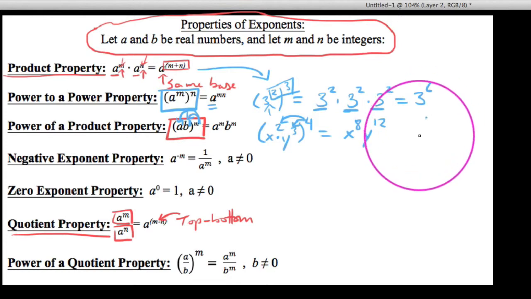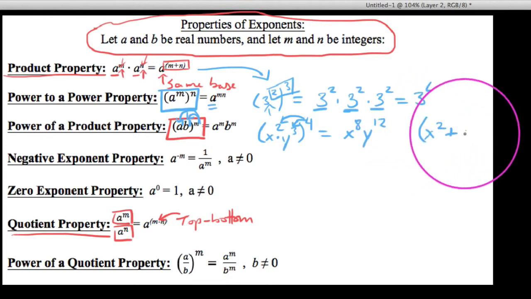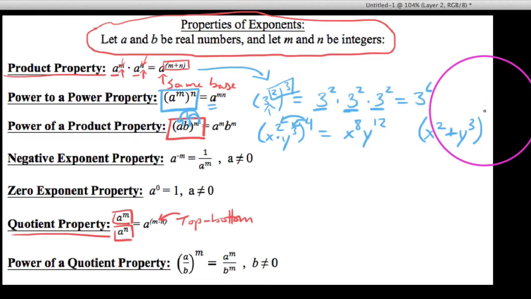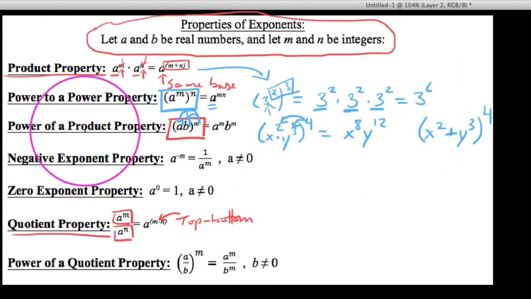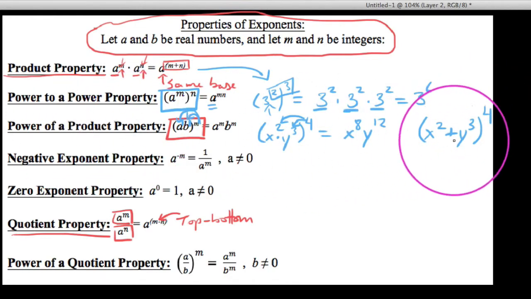And the second thing I want to list is this: if I had given you x squared plus y to the third all to the fourth, this is called the power of a product property for a reason, because it works with products. This is not a product.